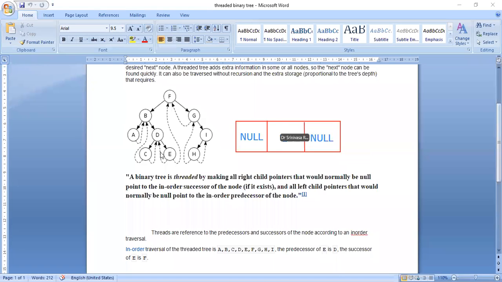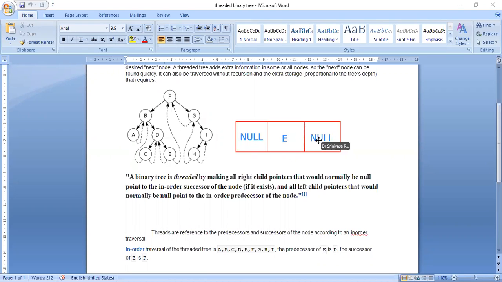If it is not like that, for example, if in place of E it is D, then what will be in the left pointer of D? What address will be there?